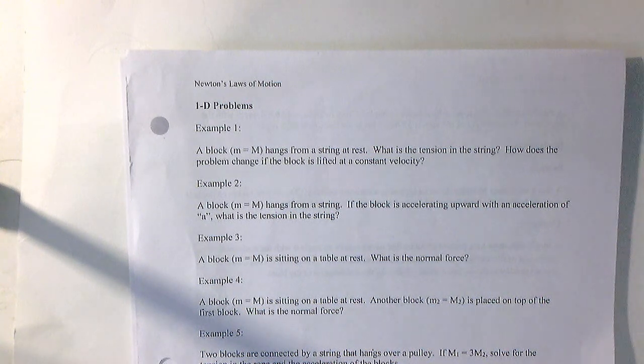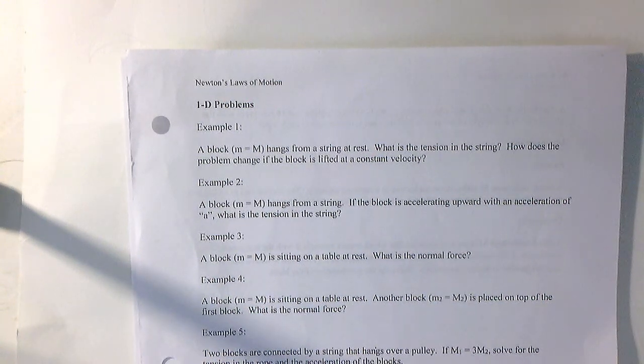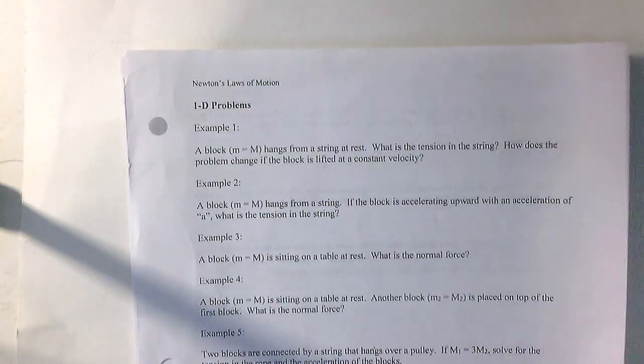Okay, so for the first example, we have a block which has a mass of capital M. It's hanging from a string at rest. We want to know what is the tension in the string, and how does the problem change if we lift it up at a constant velocity. Okay, so the first thing we're going to do in solving this problem is we're going to go ahead and draw our motion diagram and our free body diagram.